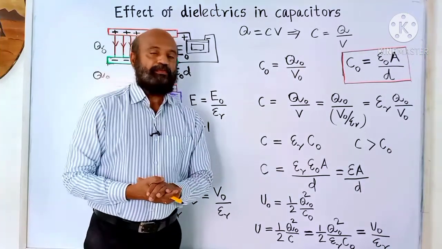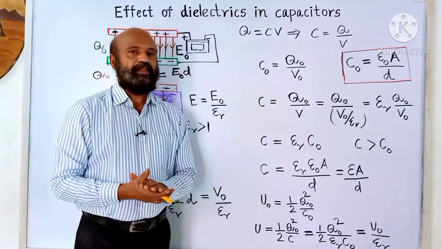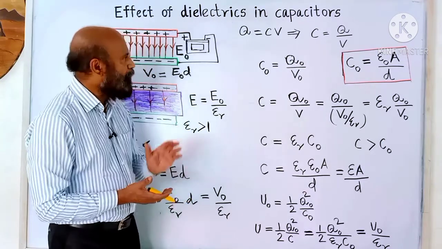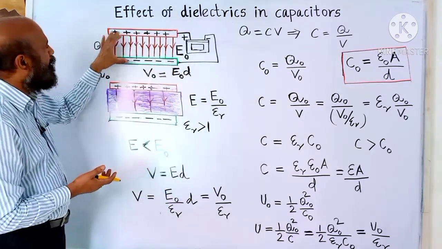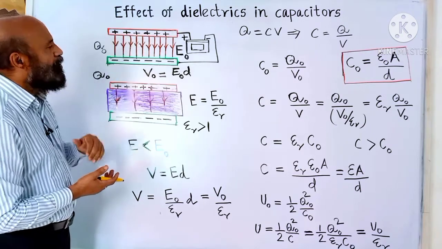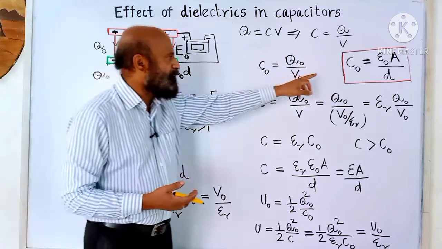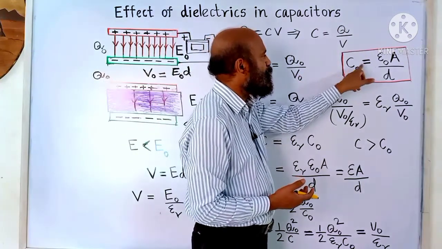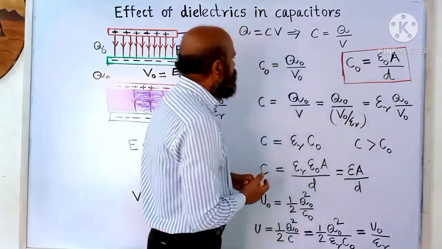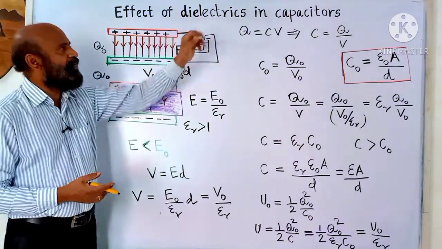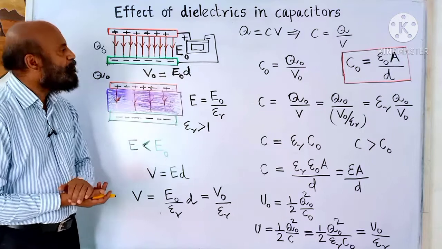In my last video, I explained capacitors and derived the expression for capacitance of a parallel plate capacitor with air in between the plates. When air is in between the plates, capacitance is given by this relation: C0 is epsilon 0 A by d. In this video, I am going to explain the effect of dielectrics in capacitors.